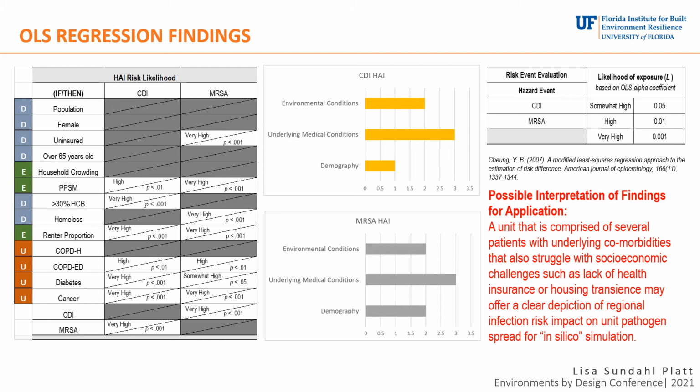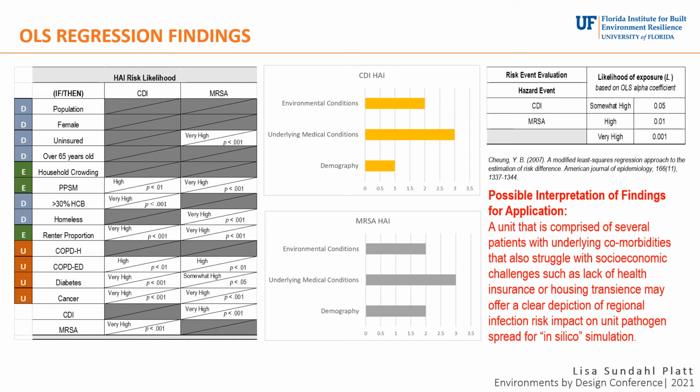Additionally, the predictor that explained a high level of variance in the dependent variable C. diff HAI was MRSA HAI, and vice versa. An important statistical outcome of this process was that it produced alpha coefficients, which were then used to weight the degree of infectivity risk based on the presence of certain regional parameters. This allowed for a likelihood of exposure level based on the degree of hazard event, in this case the hazards being C. diff and MRSA HAI.